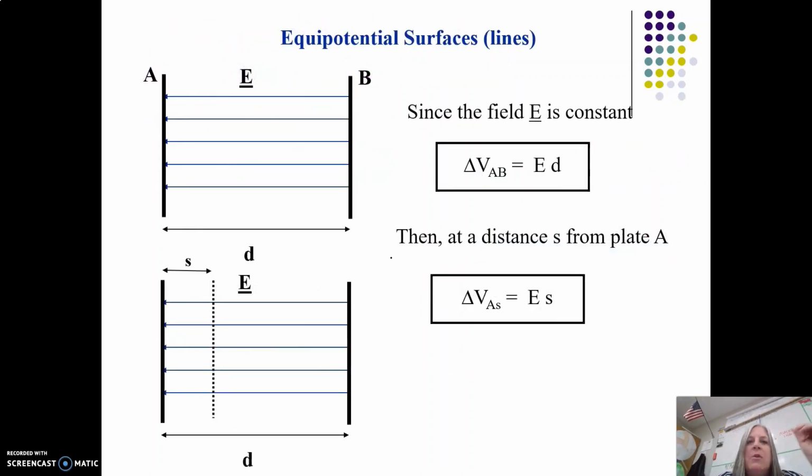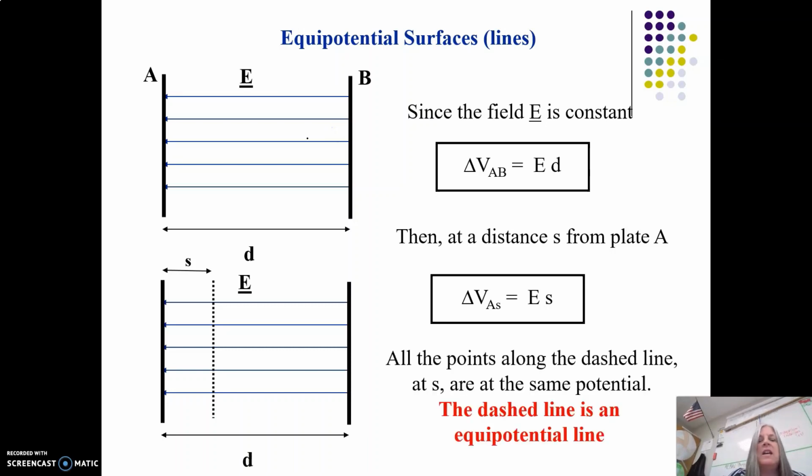Last topic are equipotential lines, also called equipotential surfaces. Since in a uniform electric field, the electric potential increases linearly with distance, at any distance from the plate, I'm going to have a set electric potential. And so we can make lines that are called equipotential lines, and these equipotential lines are lines of constant potential. So this dashed line on the slide here is a line of constant potential. That is called an equipotential line or an equipotential surface.